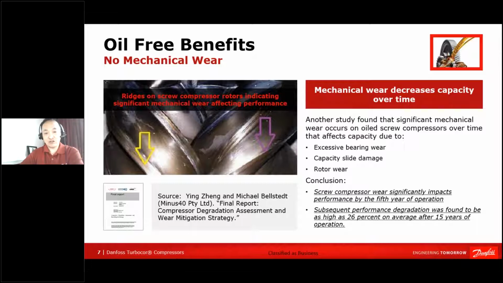A study was conducted in Australia recently, and it examined what the impact on performance was for oiled compressors. In that study, it found that there was significant bearing wear, capacity slide damage, as well as rotor wear between the male and female rotors that occurred over time. The impact of that mechanical wear was significant, and it found that performance degradation was as high as 26% after 15 years of operation.